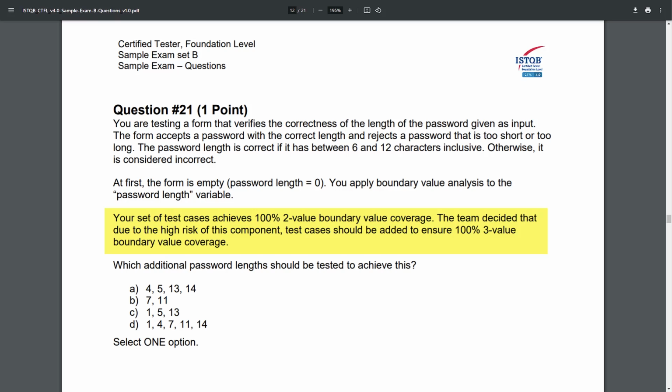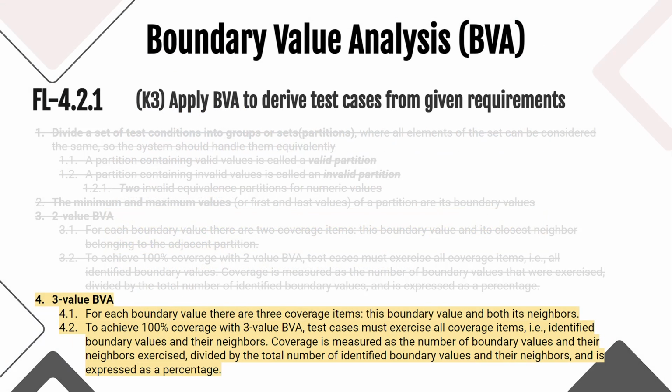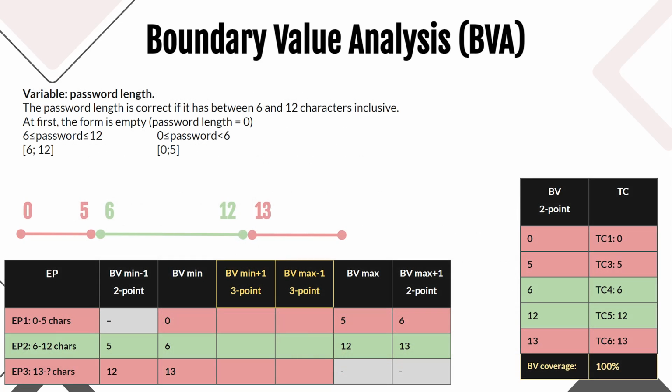The team decided that due to the high risk of this component, test cases should be added to ensure 100% three-value BVA coverage. So we need to determine the three-value BVA. For each boundary value, there are three coverage items, this boundary value and both its neighbors. We have already defined our neighbor within the scope of application of two-value BVA. It remains for us to determine one more neighbor on the other side.